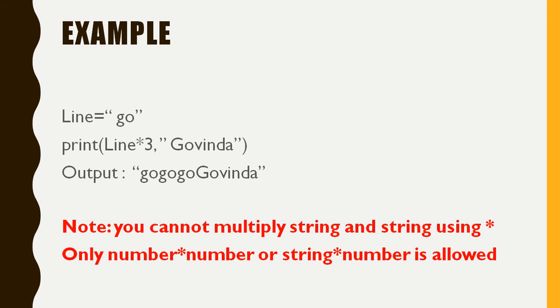Now the star operator. If line is go, and if I print line star 3 comma Govinda, then it will print go three times, go go go, and then the given string Govinda. You cannot multiply a string and a string using star. Only number star number, or string star number, is allowed. Either you can write string into number or number into string.